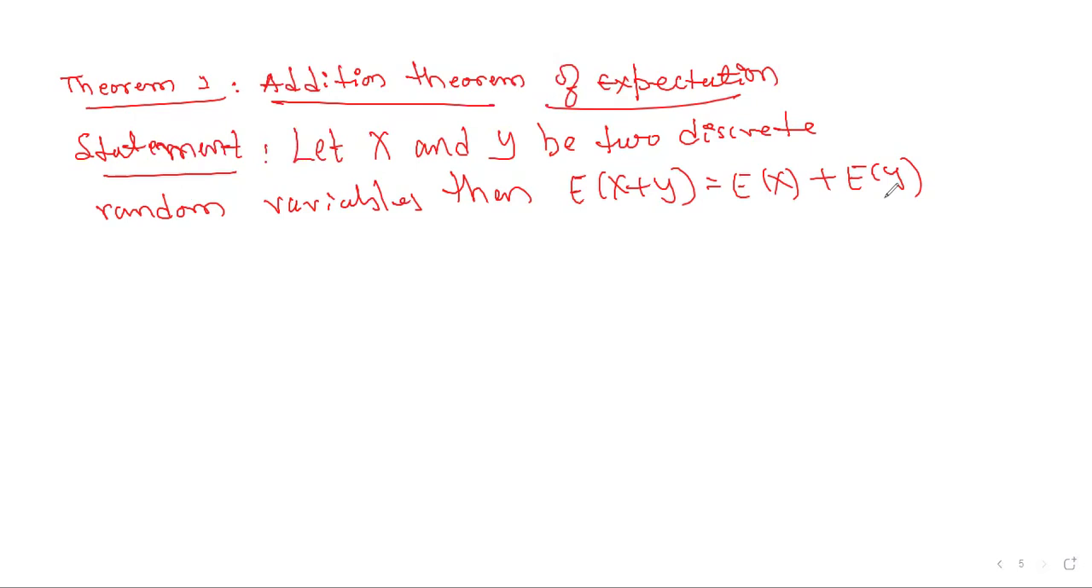I already told you this theorem is called the addition theorem of expectation. So what that theorem says: let x and y be any two discrete random variables, then the expected value of x plus y is equal to their individual sum, that is, the expected value of x plus the expected value of y.